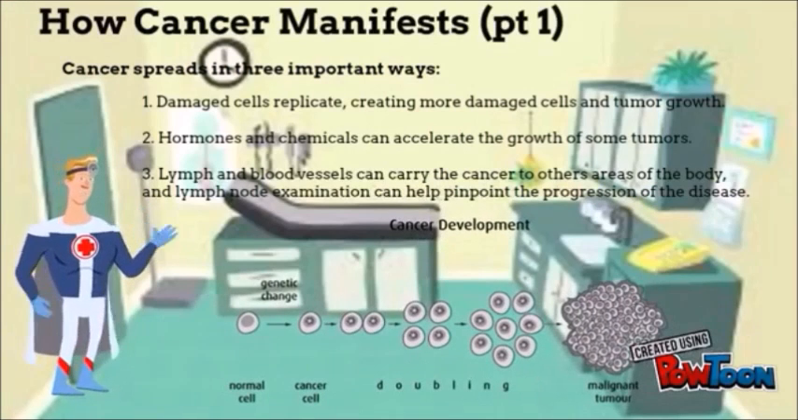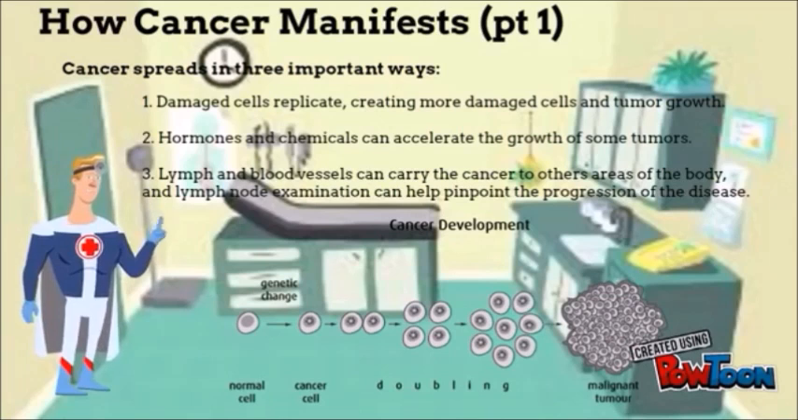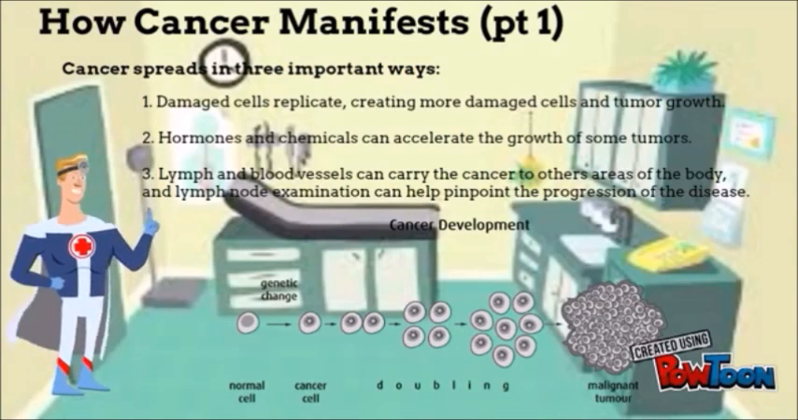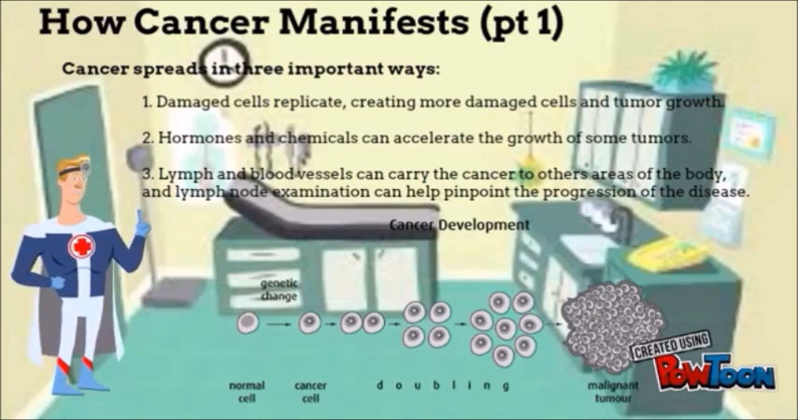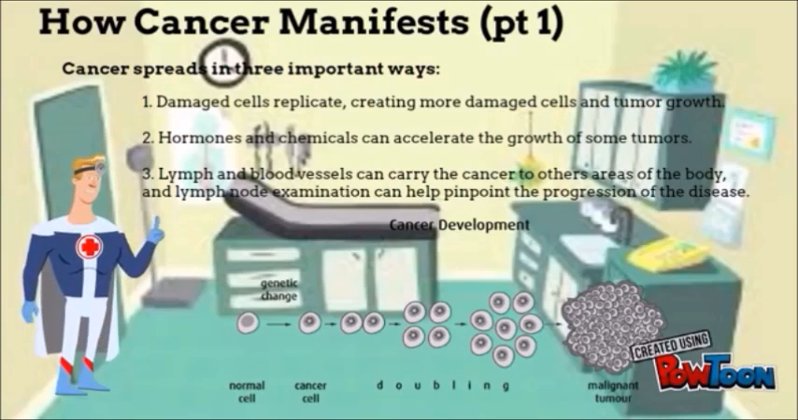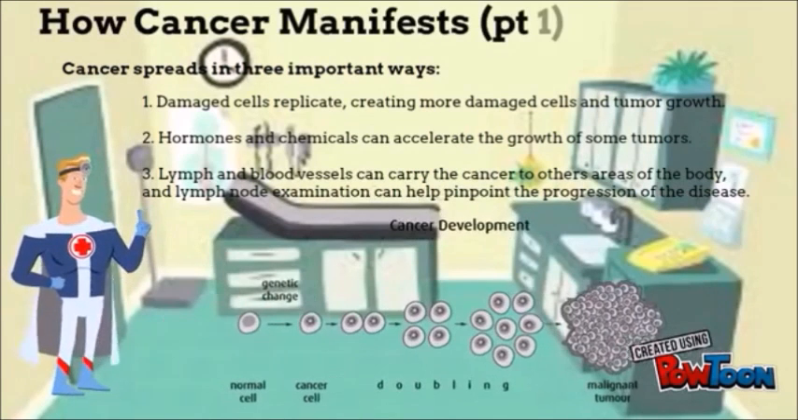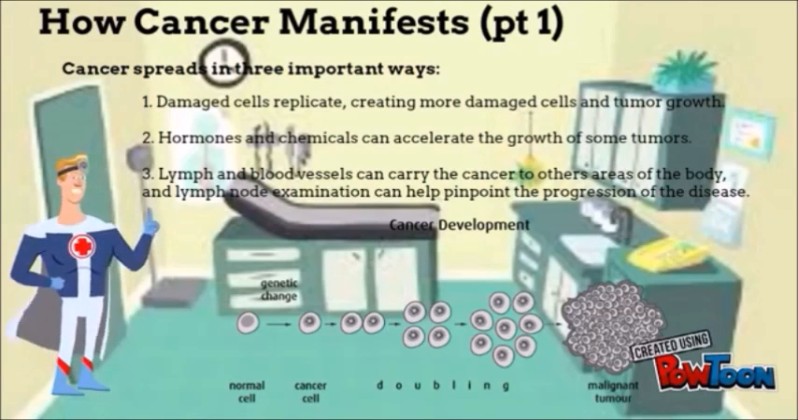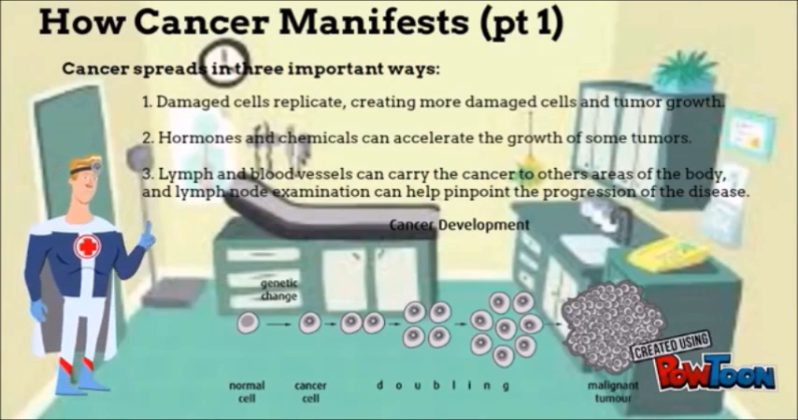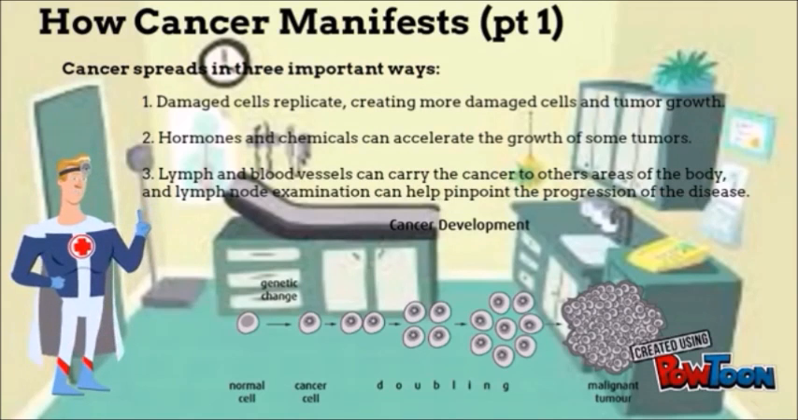There is much that we know and much that we have yet to understand. However, we do know that cancer spreads in 3 important ways. The first way being that damaged cells replicate, creating more damaged cells and tumor growth. Number 2, being that hormones and chemicals can accelerate the growth of some tumors. And number 3, being that lymph and blood vessels can carry the cancer to other areas of the body, and lymph node examination can help pinpoint the progression of the disease.